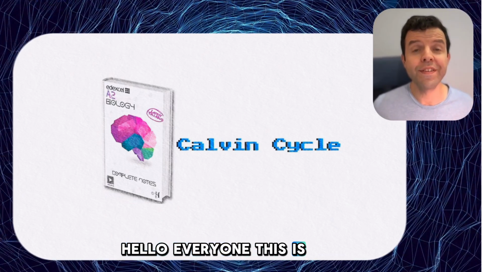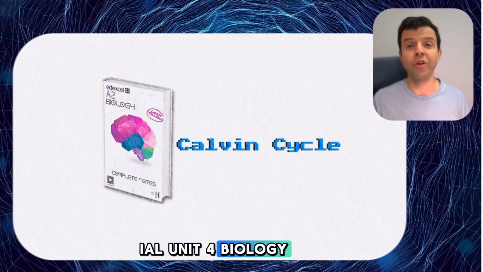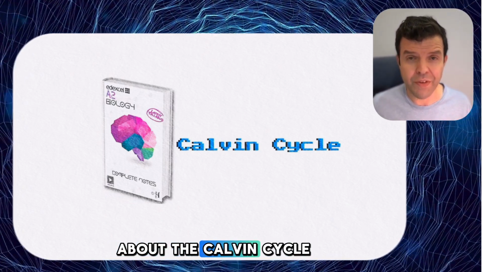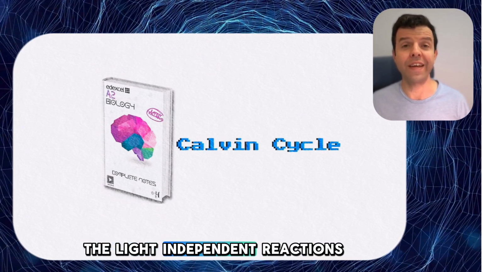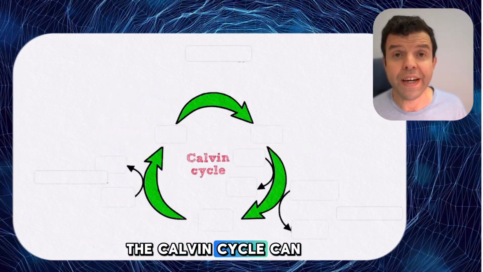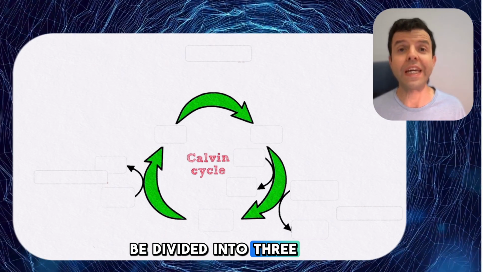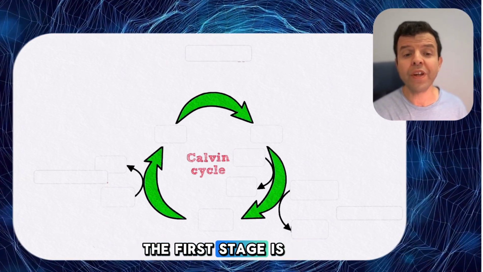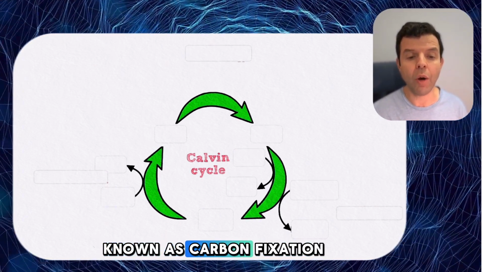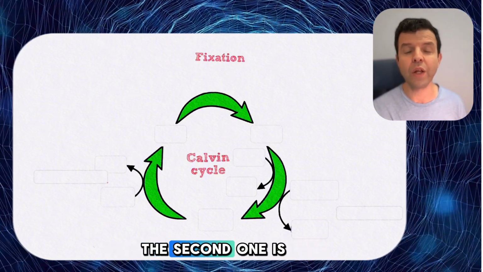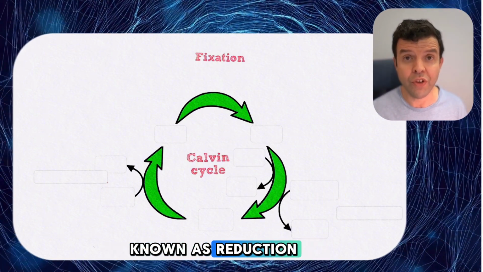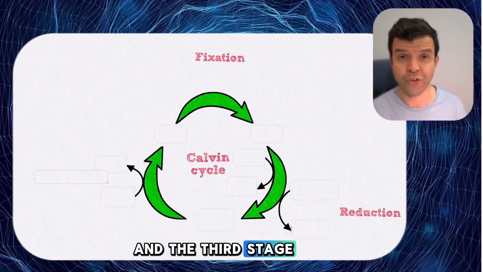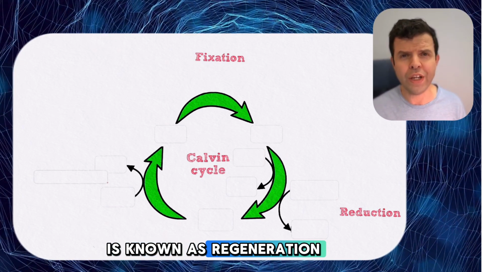Hello everyone, this is IAL Unit 4 Biology, and today we're talking about the Calvin cycle. You may call it the light-independent reactions. The Calvin cycle can be divided into three main stages. The first stage is known as carbon fixation. The second one is known as reduction. And the third stage is known as regeneration.